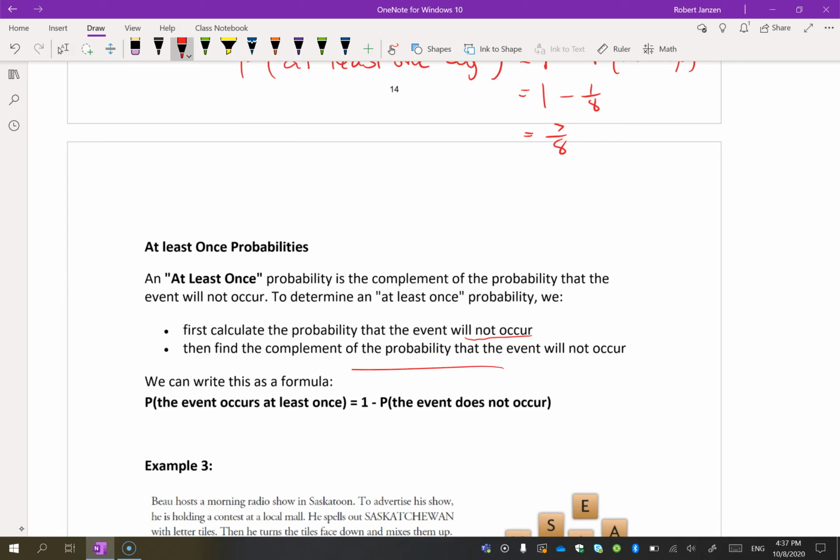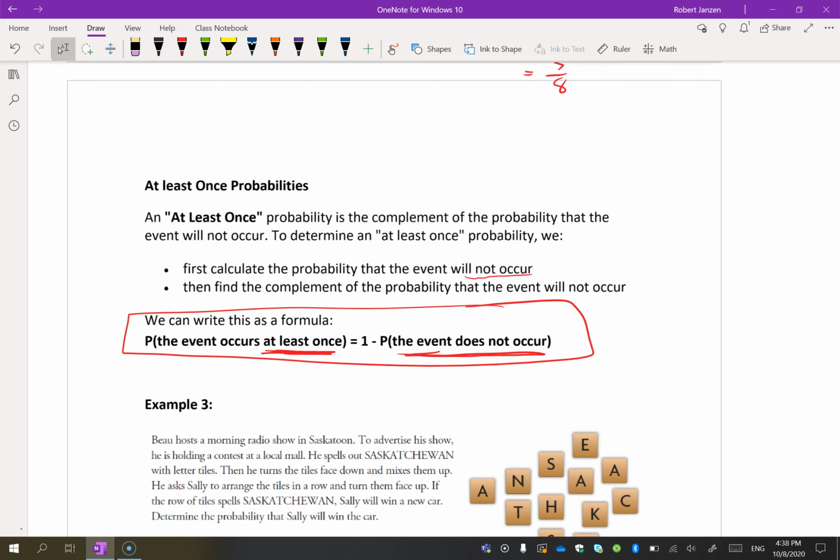So this is the formula if you want to write this on your cheat sheet. If you want the probability that the event occurs at least once, that's 1 take away the probability that the event does not occur. So in the previous one, if you want at least one boy, you take away the probability that there are no boys.